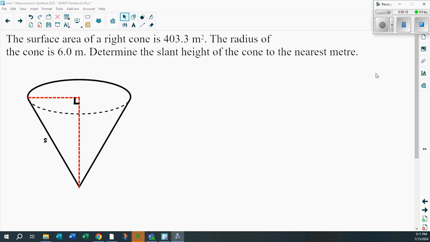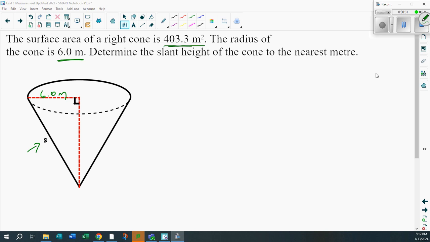Read this question. It says, I'm giving you the surface area of the right cone. The right cone is 403.3. I'm giving you the radius, so you don't even have to divide stuff out. The radius is there. This is going to be 6.0 meters. Okay? My question is, what's that value?